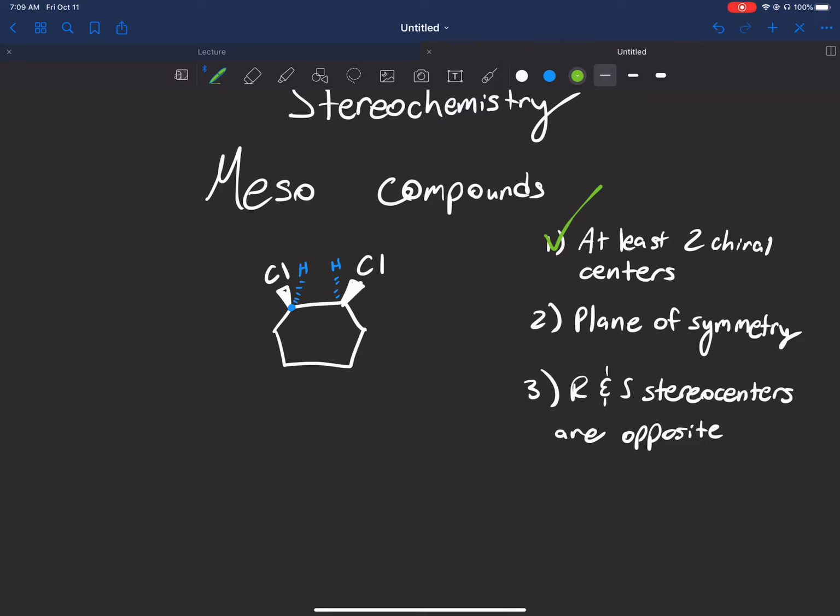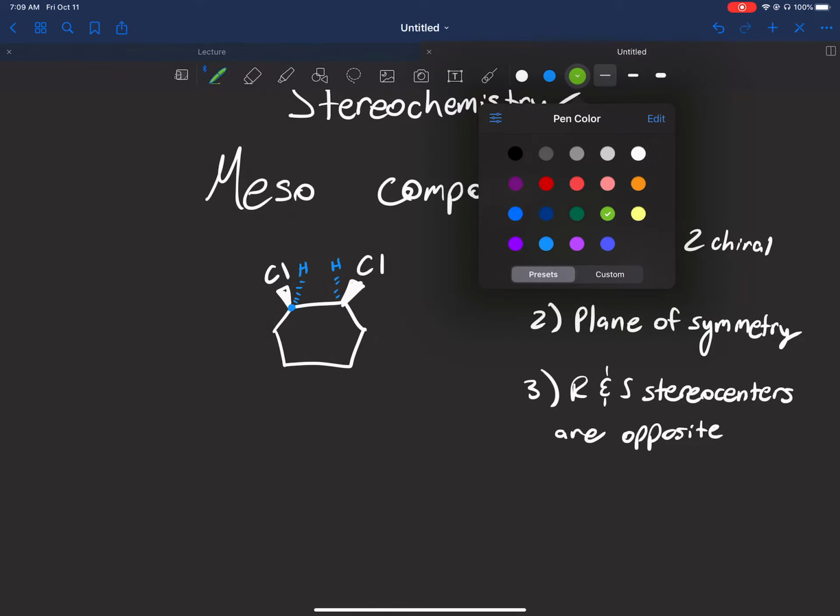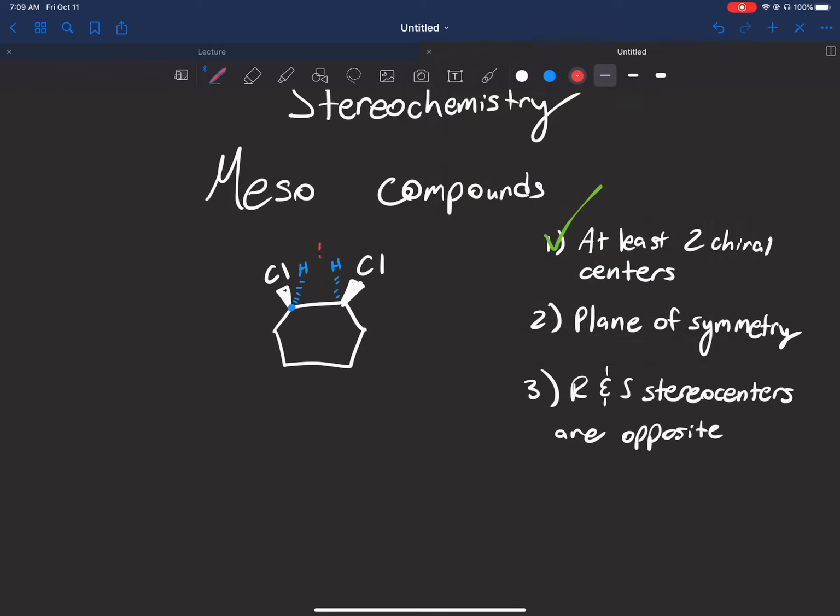And so does it have a plane of symmetry? All right, well, let's see. I can draw a little mirror almost right there, and we can see that our molecule perfectly mirrors itself, the left and right hand side. So it definitely does have a plane of symmetry. So that gets checked off. Are the R and S stereocenters opposite? All right, so let's see.